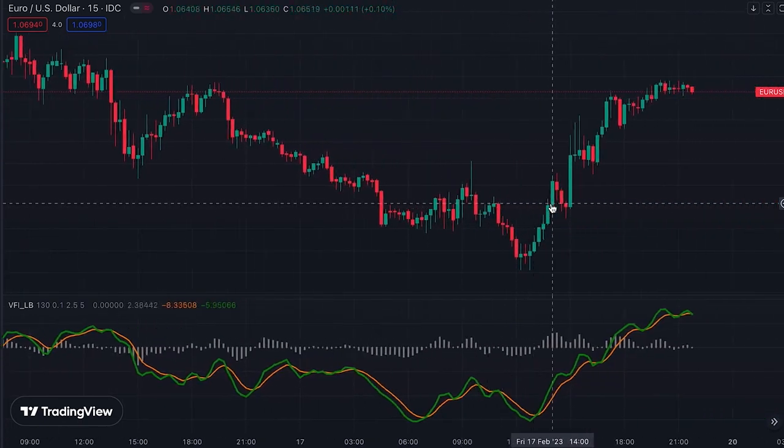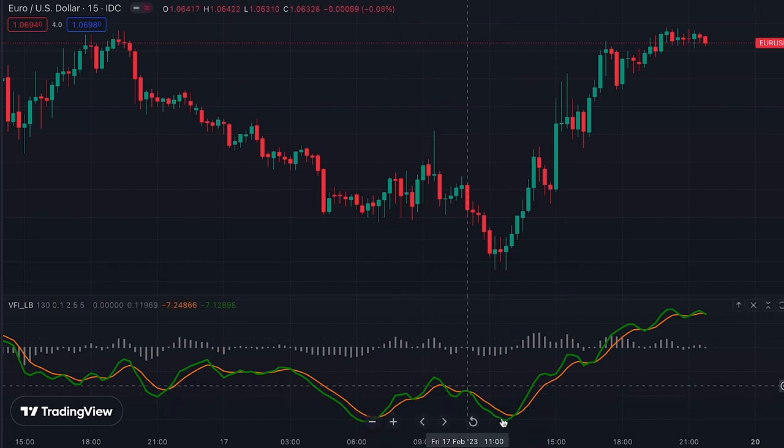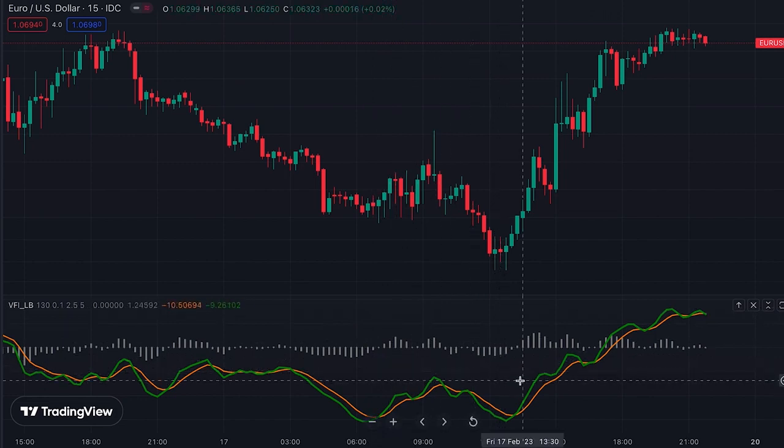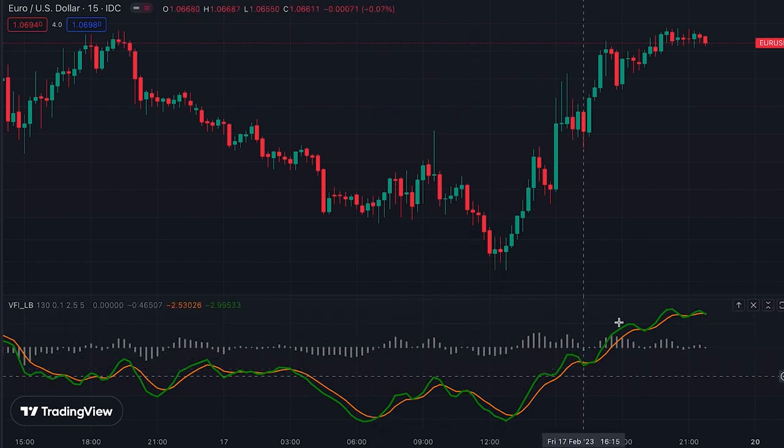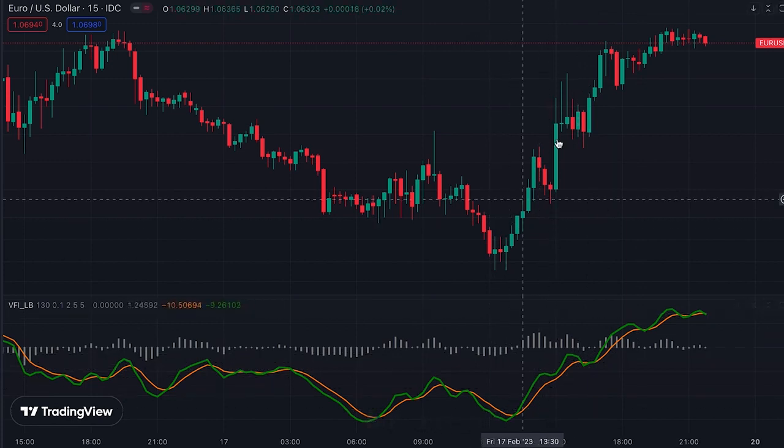And the second type of divergence, which is between VFI line and this histogram, we have the same concept but it happens between these two. Here divergences tell us about possible crossovers of these two lines, and so changing in the direction of the price.